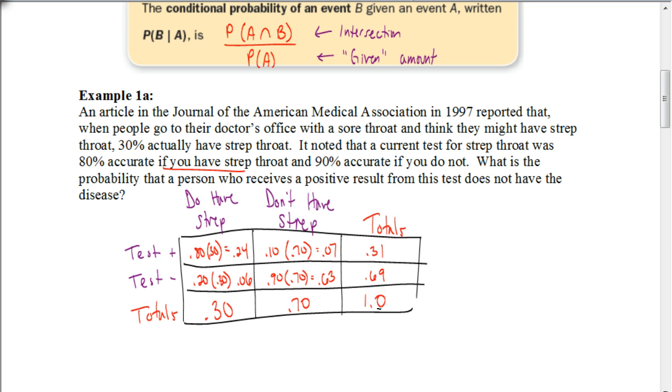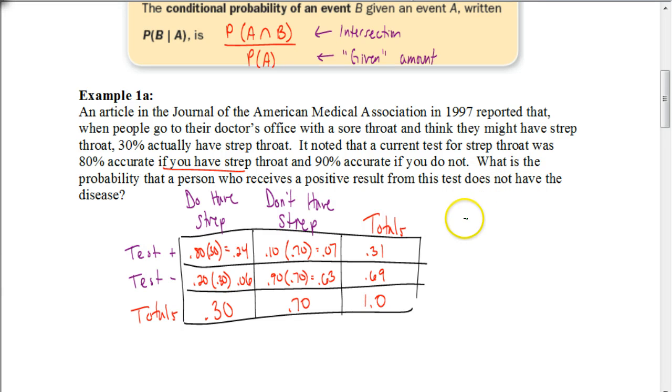Now, what is the question asking us to find? It's saying, what is the probability that a person who receives a positive test result from this test does not have the disease? So in this case, the given is that they're going to test positive. We know that because the question says, what is the probability that a person who receives a positive result... So if they're given a positive result, what is the probability that they do not have the disease?